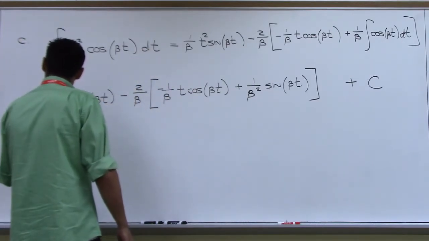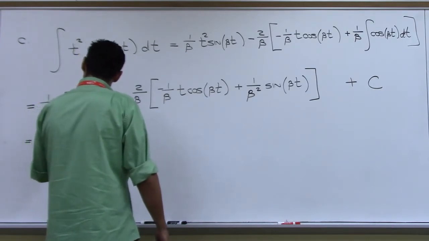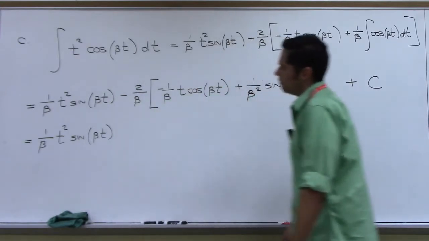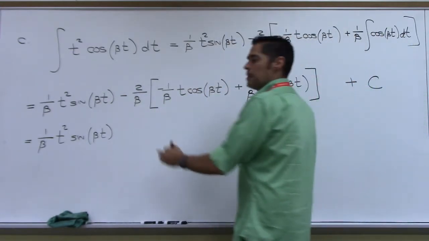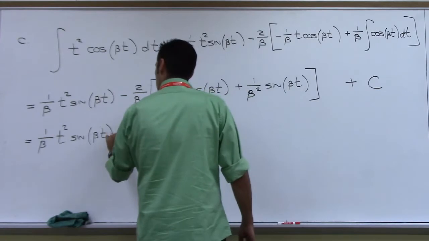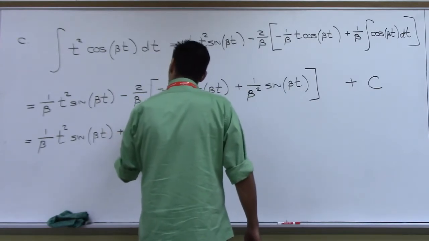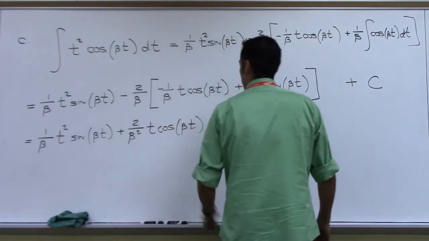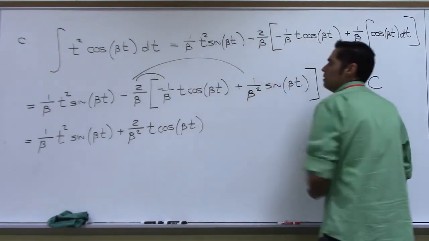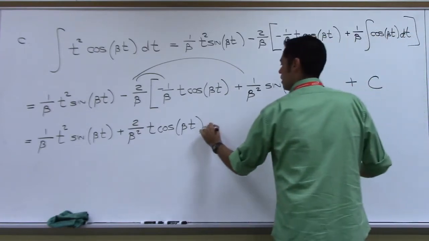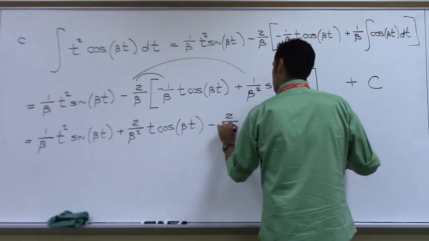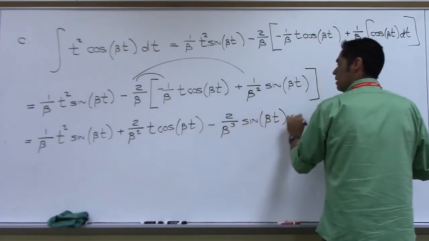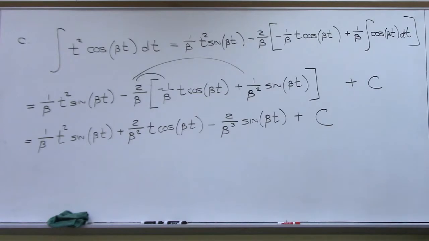1 over beta t squared sine beta t. Then what? 2 over beta squared, it's going to be positive because negative times negative is positive. Positive 2 over beta squared t cosine beta t. And then I distribute here to here, negative 2 over beta cubed sine beta t plus a constant of integration.